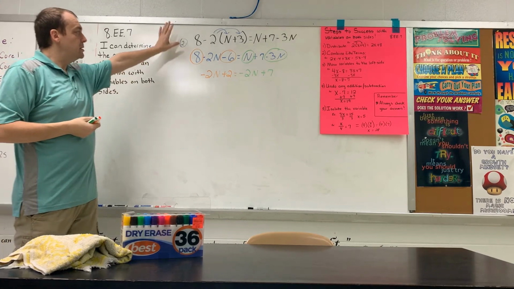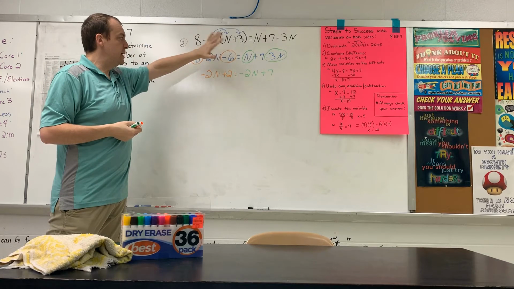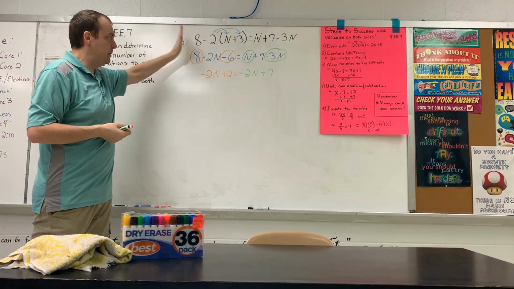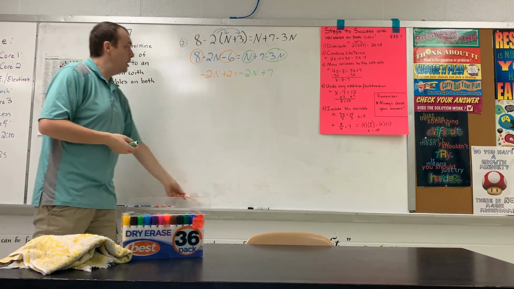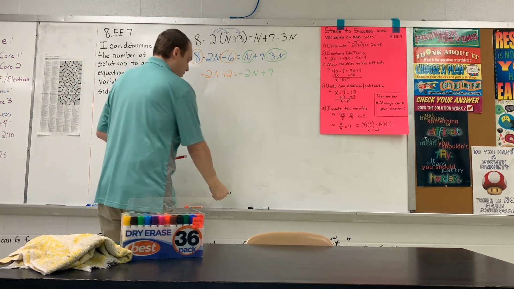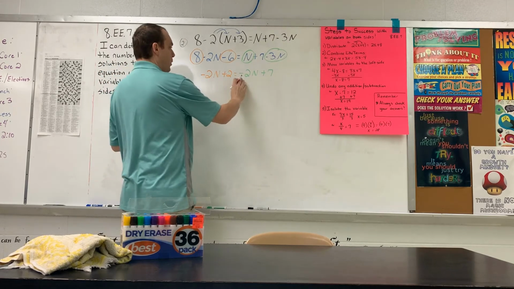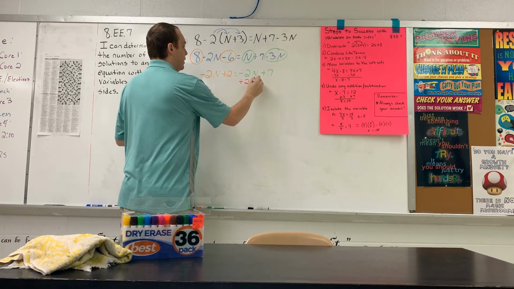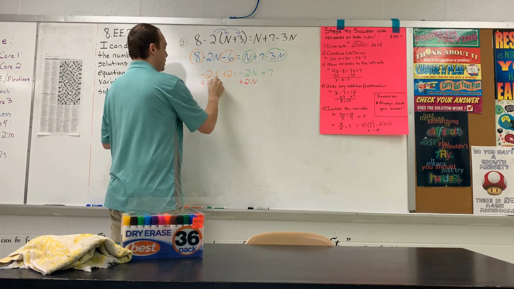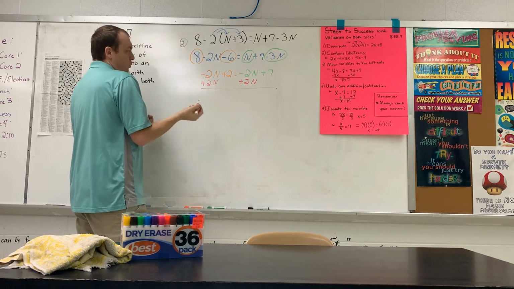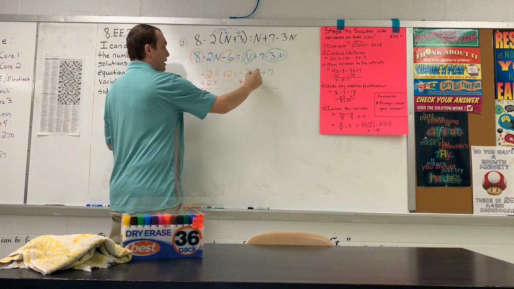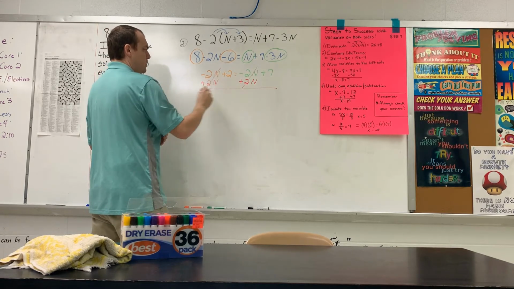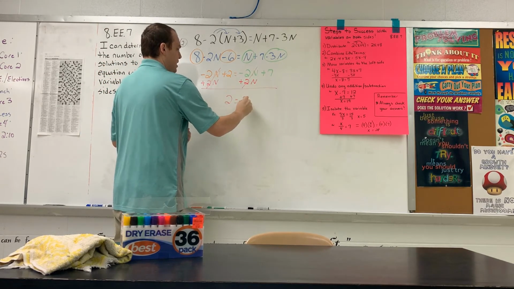All right? So we distributed, got rid of the parentheses, combined our like terms, and we're simplifying as we go. Next step, move our variables to the left side. We have a -2n that we need to get over here, so we do the opposite by adding 2n. And this is what happens, guys. Look, -2n and +2n cancel. We're left with 2 equals 7.